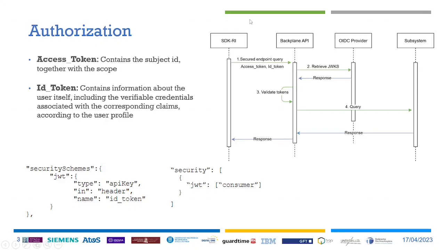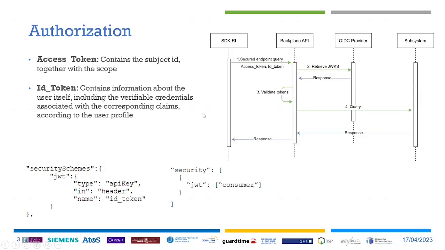The following figure illustrates the authorization flow, where the Backplane API expects the access token and the ID token. Then it validates the signature of the tokens using the JWK set from the OIDC provider, checks that the user has enough privileges by validating the tokens and verifying the claims, and then if everything goes well, it redirects the query to the subsystem and then relays back the response from the final subsystem.